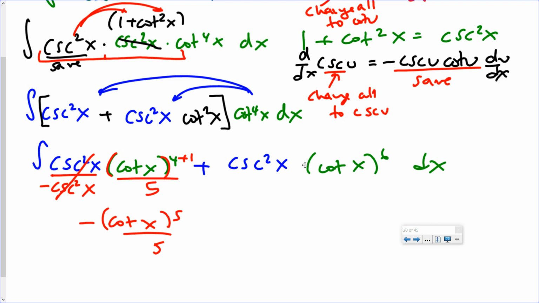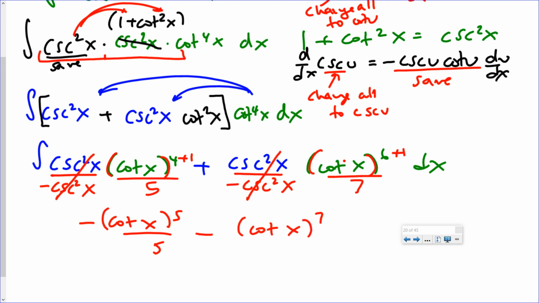Let's look at this term right here. This cotangent x will be my u. Add 1, divide by 7. Don't forget to divide by the derivative of cotangent x. What's the derivative of cotangent x? Negative cosecant squared x. Do my x's cancel out? Yes, so this becomes negative cotangent x raised to the 7th power over 7. And don't forget the plus C. Feel like you could do this on your own?